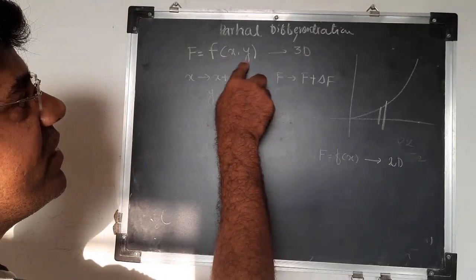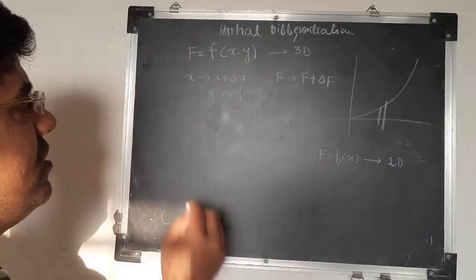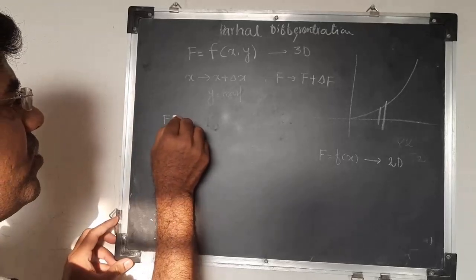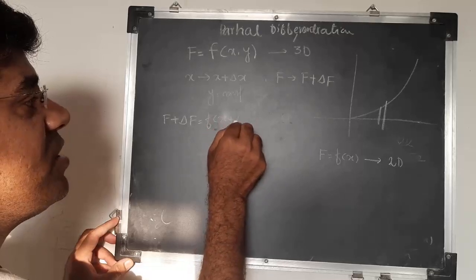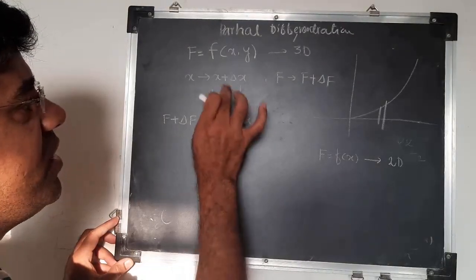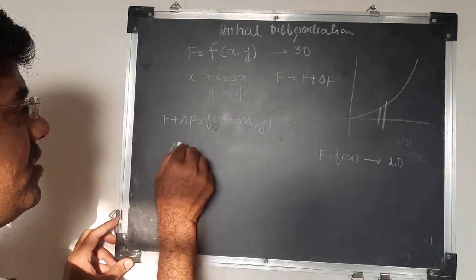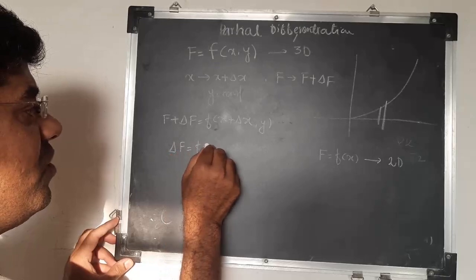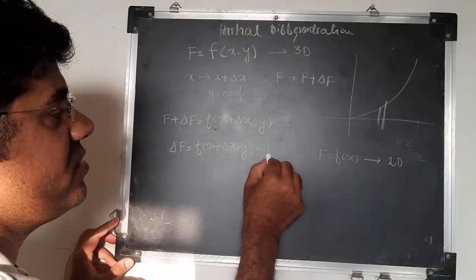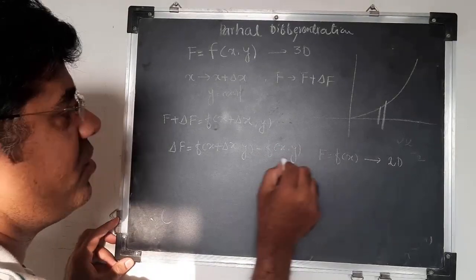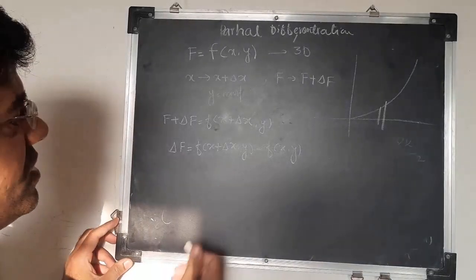So changing the value of x and y will decide your function f. So this is nothing but f plus delta f, which is nothing but f of x plus delta x. x changes from x to x plus delta x where y is constant, so we can write delta f is equal to f of x plus delta x, y minus f of x, y. Only we have taken this f over here, okay, so this will be the case.